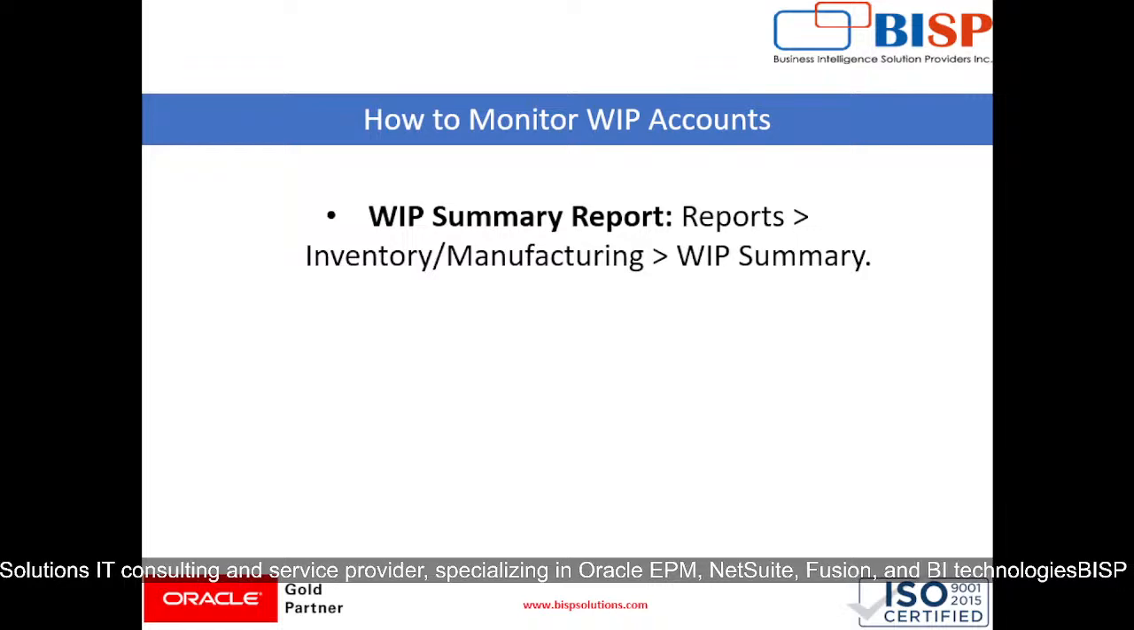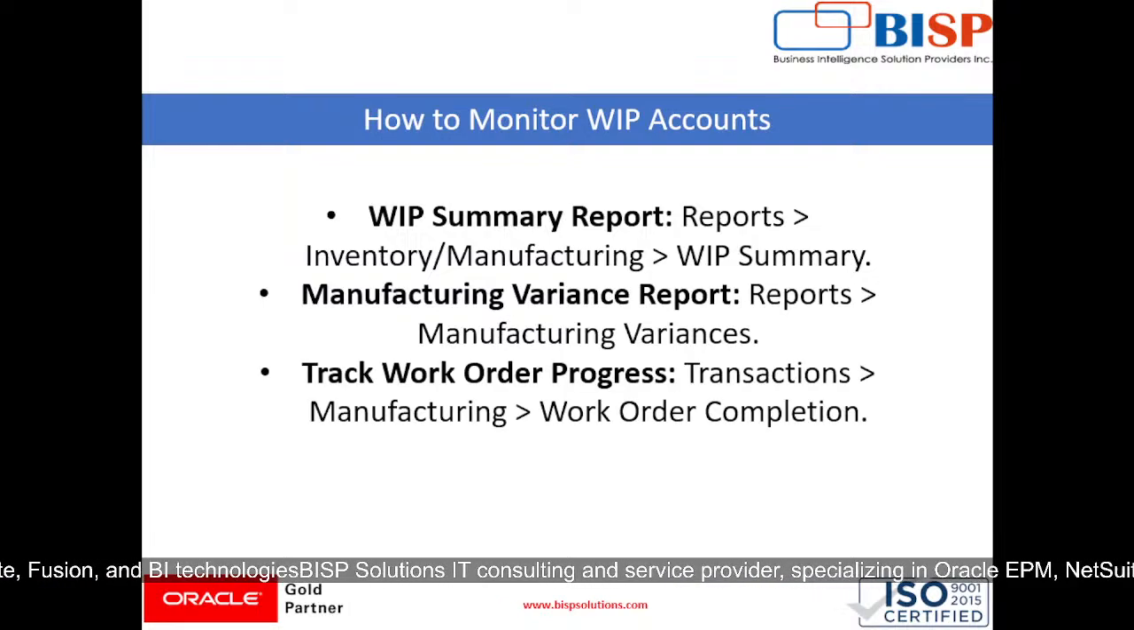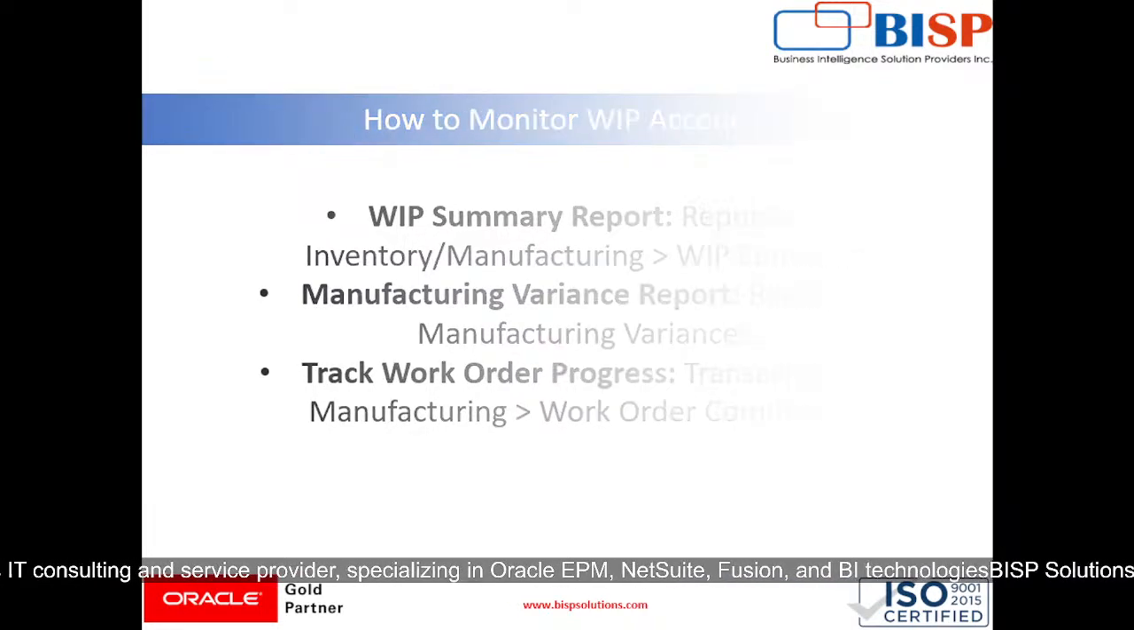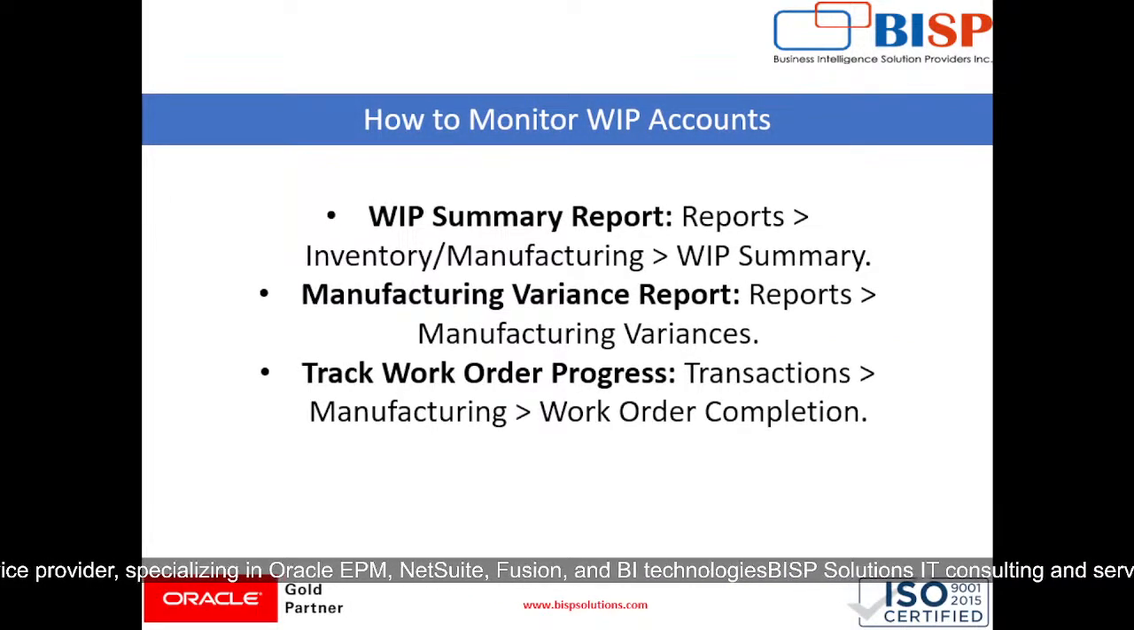Setting up WIP account is the same as we have discussed right now. Then how to monitor: for the WIP summary report, we have to navigate through Reports. Under Reports, Inventory of Manufacturing, then in that we can see WIP Summary. For the manufacturing variance report, we have to go to the Reports option. Under Reports, we can see the Manufacturing Variances option. Third is tracking work order progress, where we have to click on Transactions. Under Transactions, Manufacturing is there. Under Manufacturing, Work Order Completion is there. So till now, this is what our previous session was having.